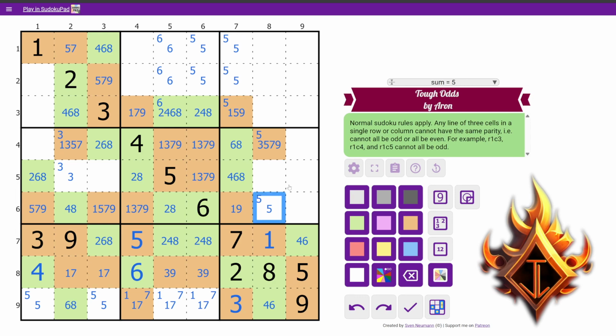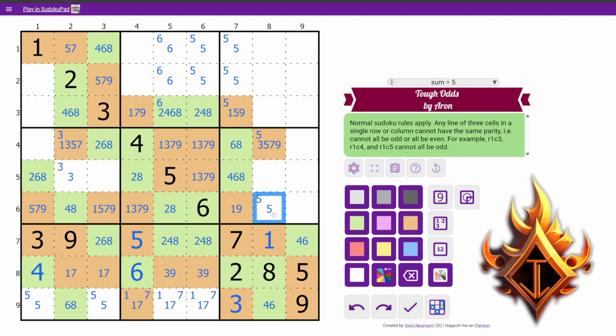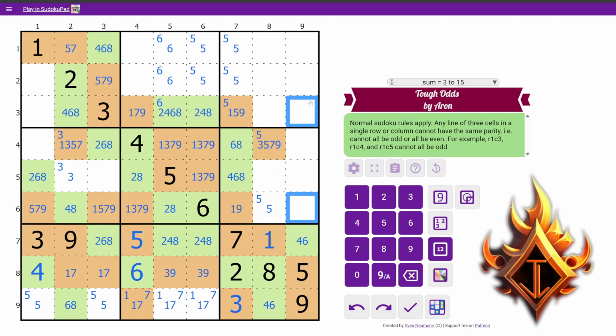This was odd now. These were both even. If that one was even, that one would have to be even. Or well, if this was odd, then these have to be even. Which means those two are odd. Which means that one will be even. But that is okay.